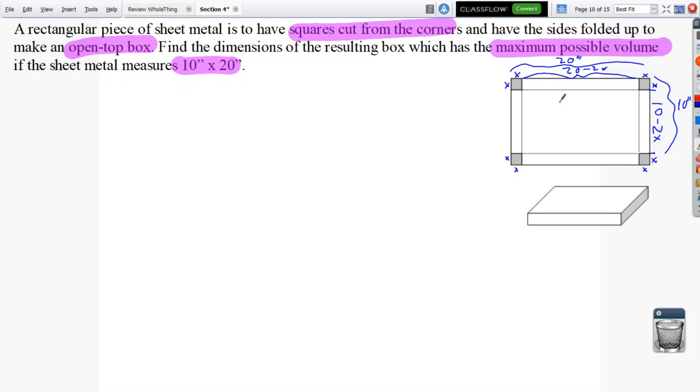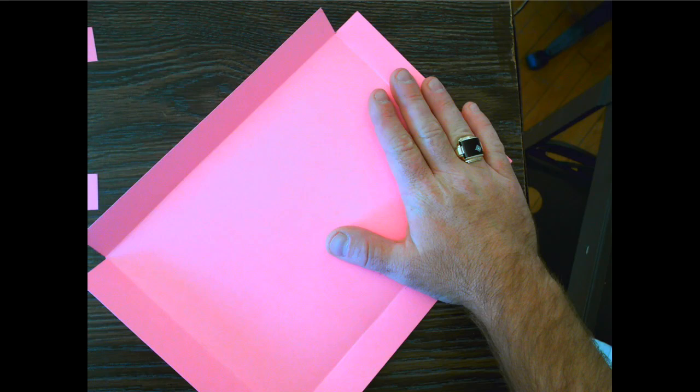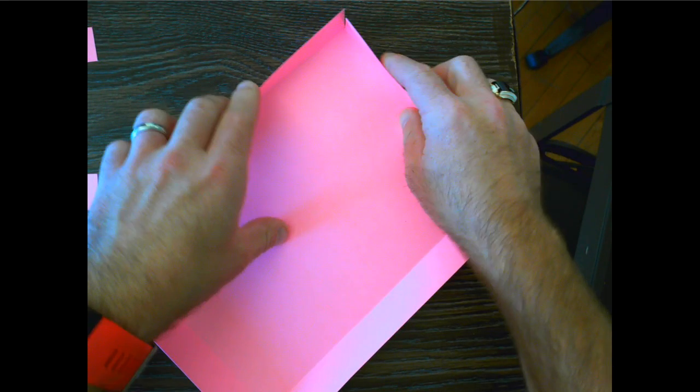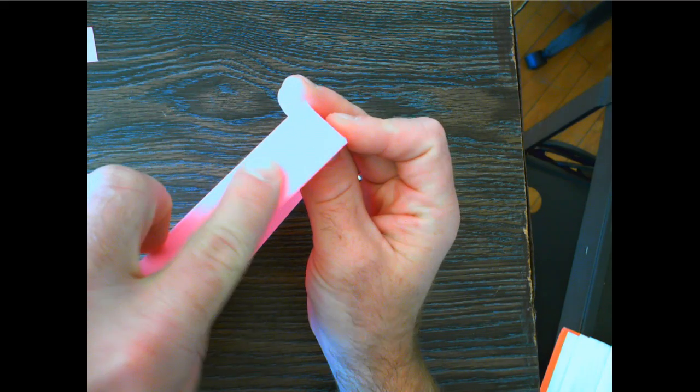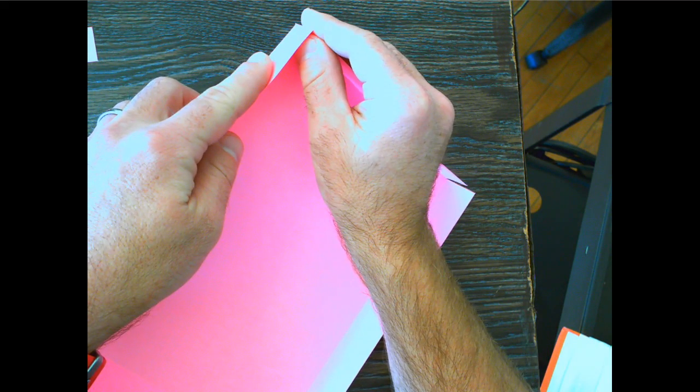Unfolded. Now when I fold up, I'm going to have the height of my box. Notice the height of my box is the same as that cutout. And the width of my box is going to be the width of one of those tabs. The height of my box is going to be the height of one of those tabs.